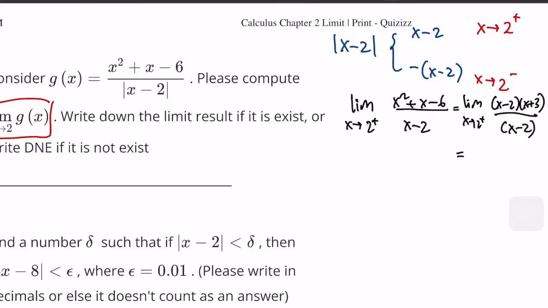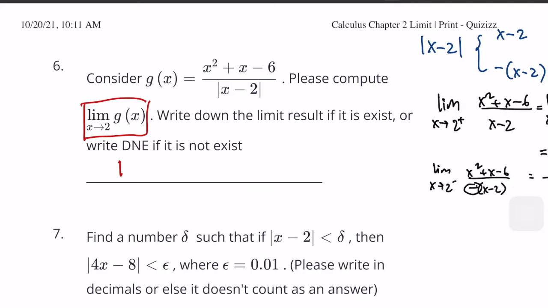So we can say that this is 5. The other one is the same thing, but it's negative here, so it should be negative 5. So it's not equal. It's not equal. So you can say that the limit is DNE, or doesn't exist.